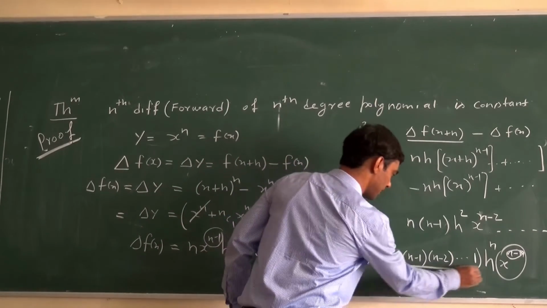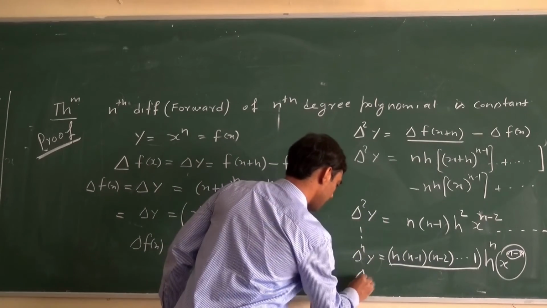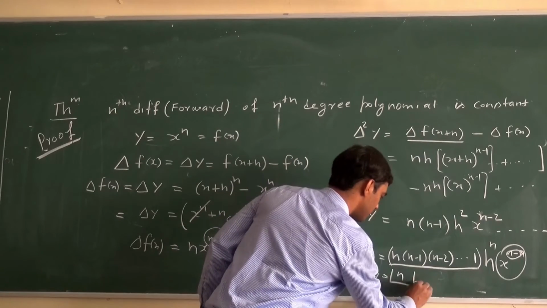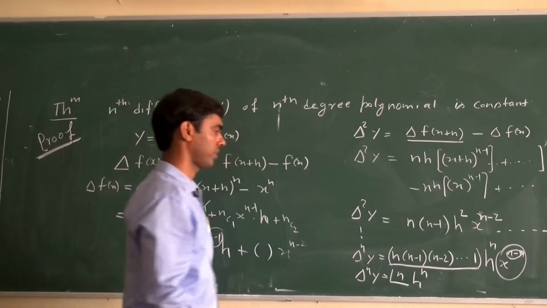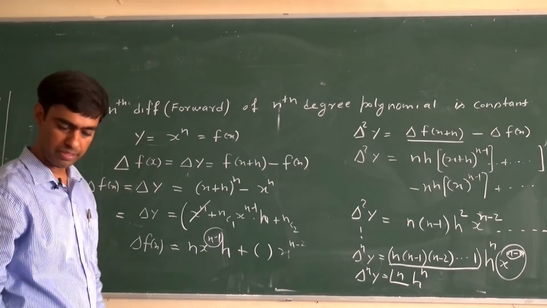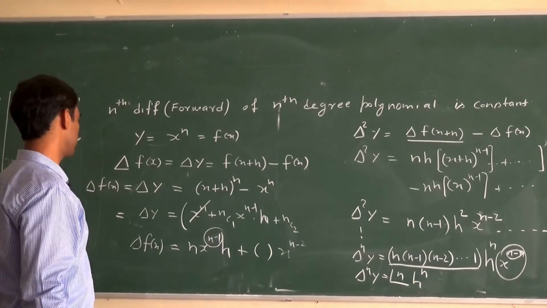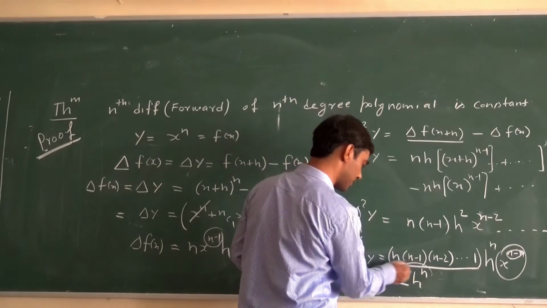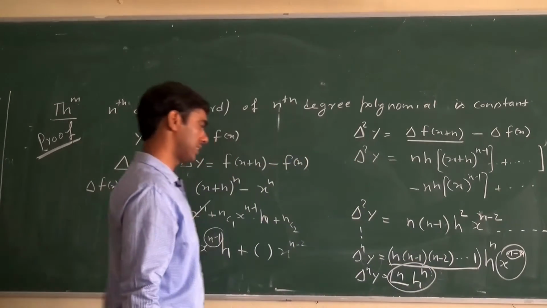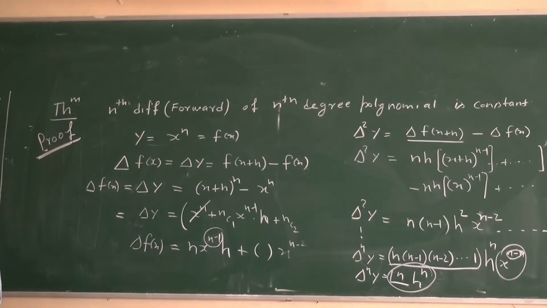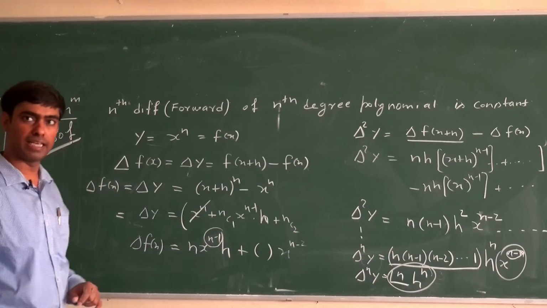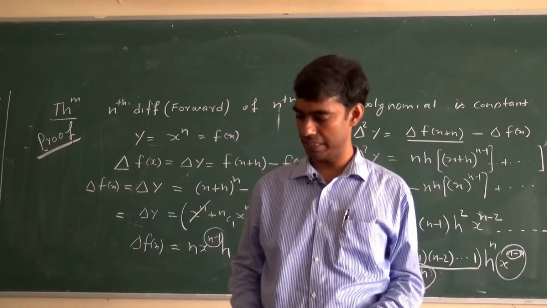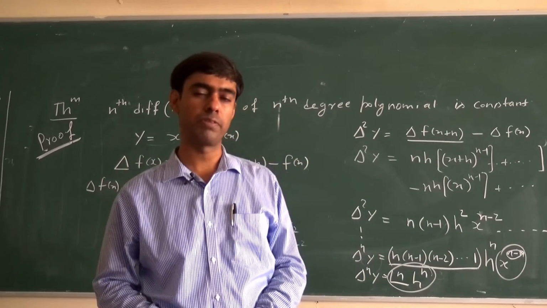If we write in terms of factorial, Δⁿy is factorial n times hⁿ. So this is the proof of this theorem, because the nth difference becomes what? n is a constant, h is also a constant, so this term becomes constant. So the nth difference of an nth degree polynomial is a constant. This is the proof of the theorem.